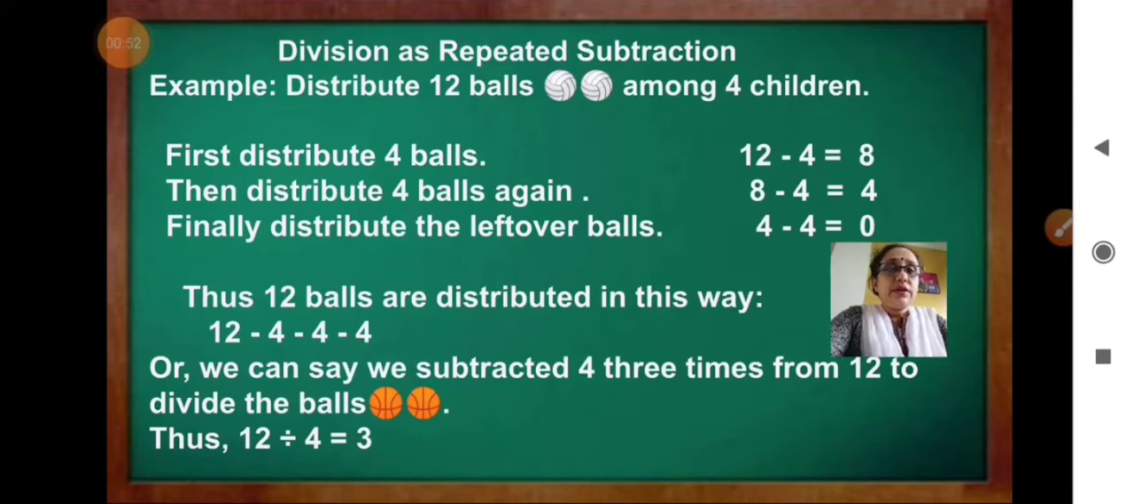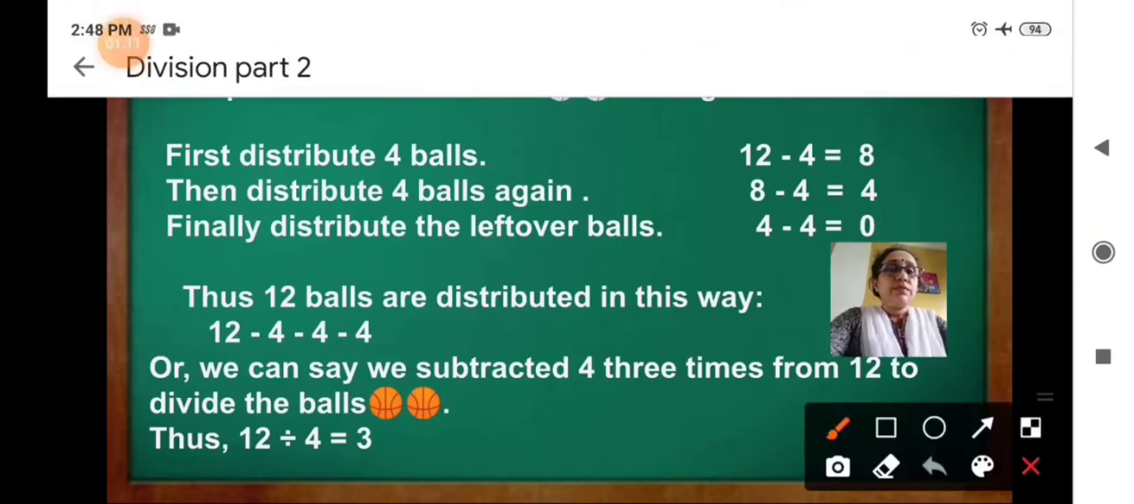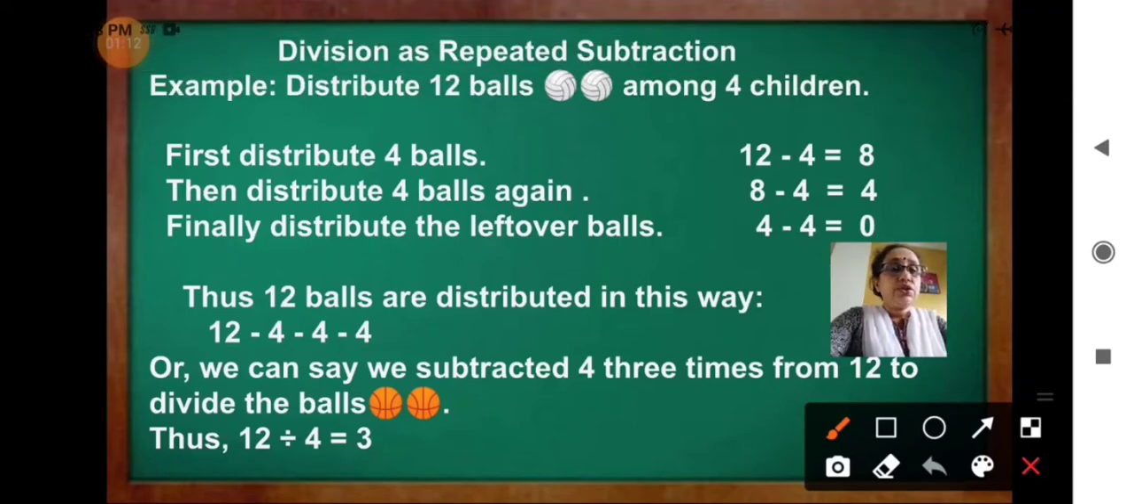Now children, see what it is written. Division as repeated subtraction. Example, distribute 12 balls among 4 children. Okay. Now there are 12 balls and you have to distribute among 4 children. So what you will do?